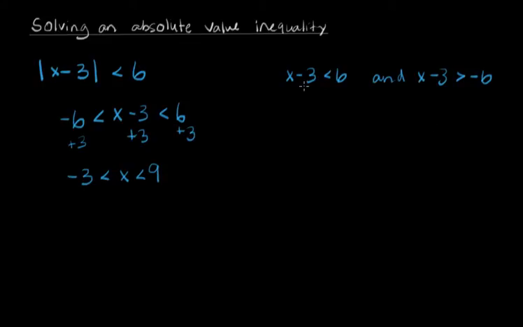If you do it this way, you can add 3 to both sides here and get x is less than 9. And here you can add 3 to both sides and get x is greater than -3. Like I said, either way works and it means the same thing. X is less than 9 and x is greater than -3 means the same thing as -3 is less than x, which is less than 9.